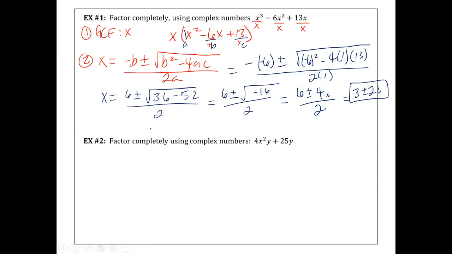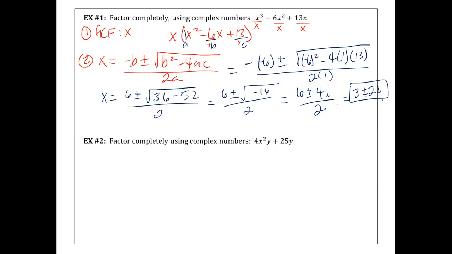All right, guys, this was a review. Let's continue our review. Because we had a negative underneath the square root, anytime you have a negative underneath the square root, your i is going to be there. So now that we have this, this is our complex number, right? We have the real is the 3, the imaginary is our plus or minus 2i, correct?